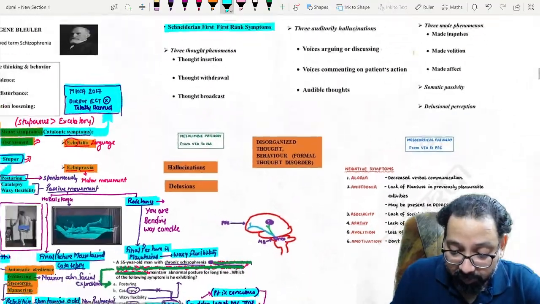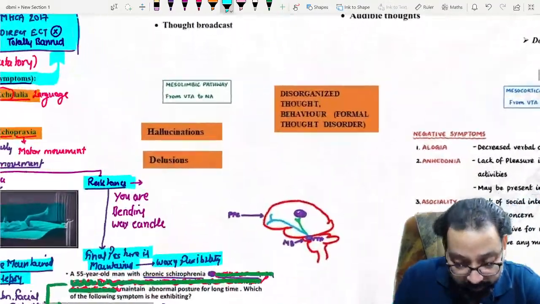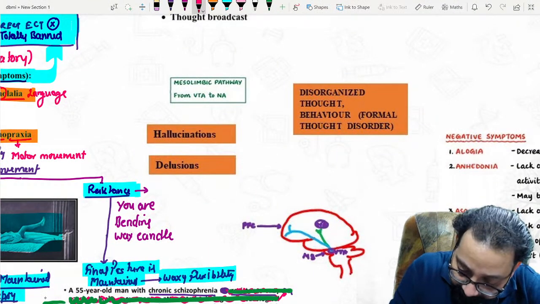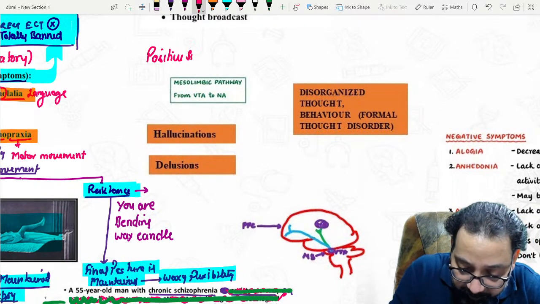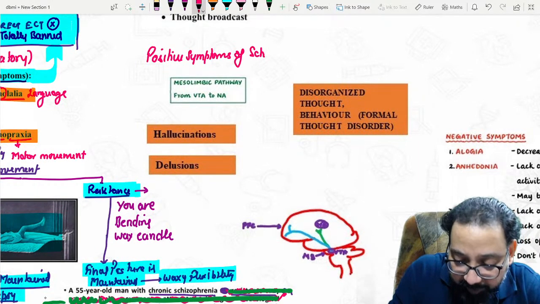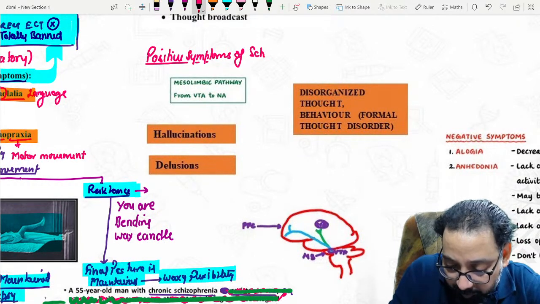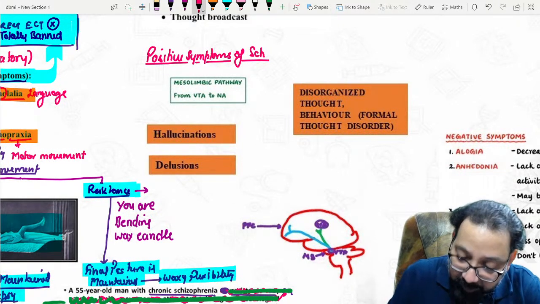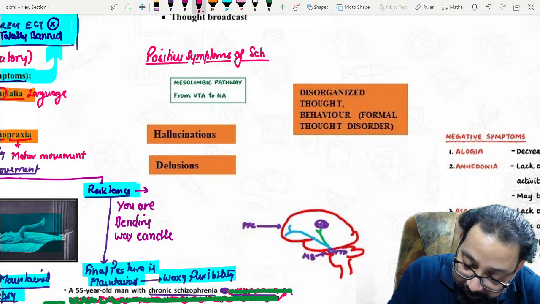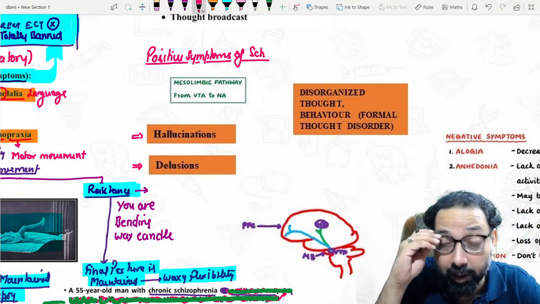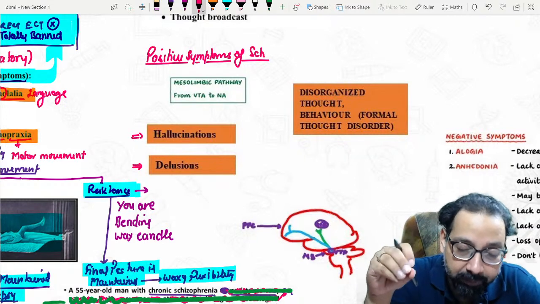Positive symptoms. In schizophrenia there may be positive symptoms. Yes, I will summarize it again for the time being. Positive symptoms of schizophrenia. What are the positive symptoms of schizophrenia? Positive symptoms means hallucination and delusion. You can understand it like this: anything extra compared to a normal person is a positive symptom.